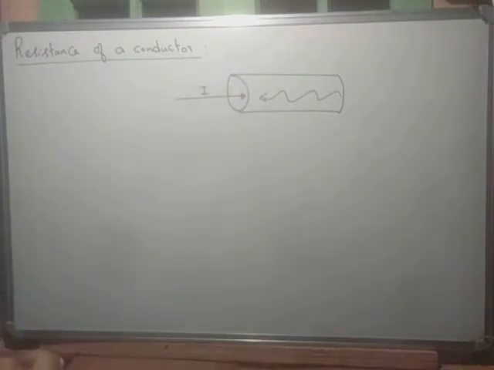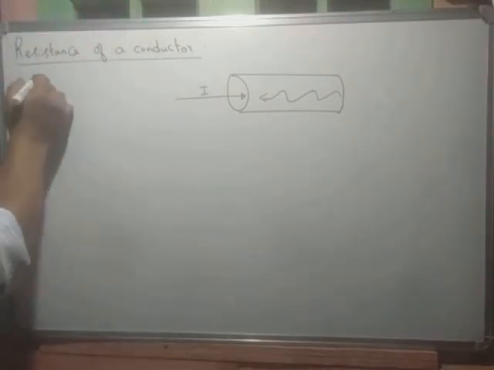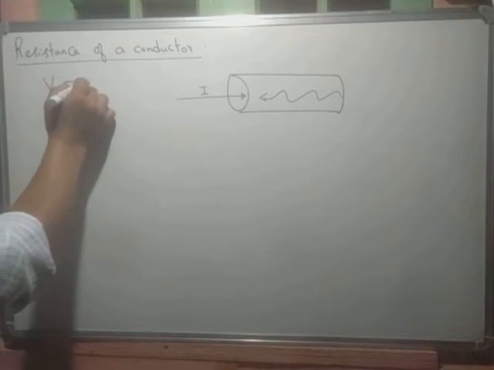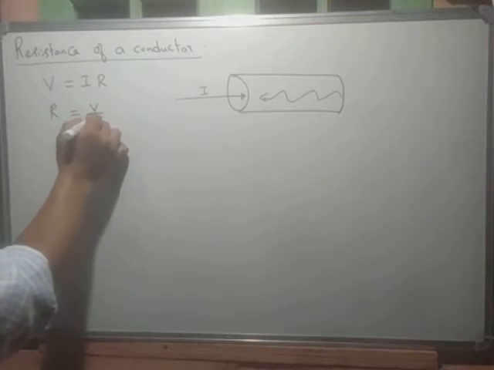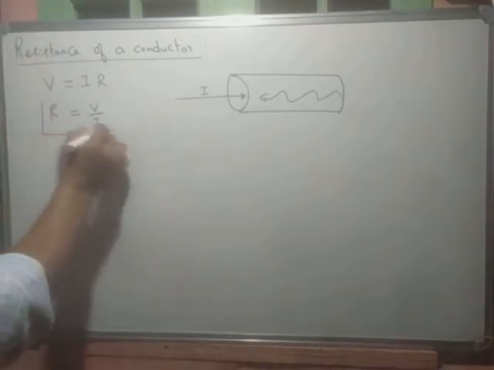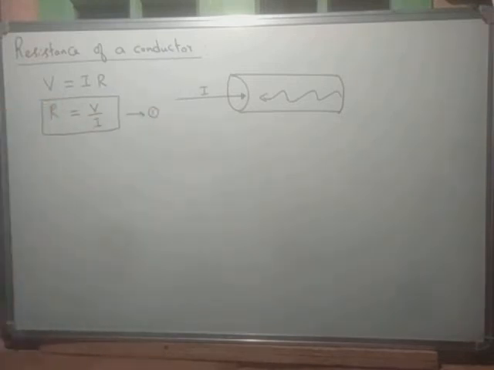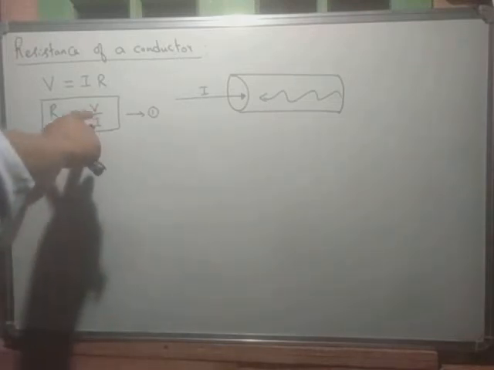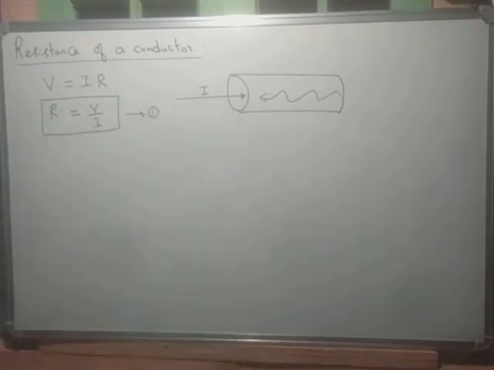Right? And this resistance of a conductor can be measured from the formula of Ohm's law, where we have V = IR and R here is equal to V upon I. So from this equation, we can also define the resistance of a conductor as the ratio between the electric potential difference across the ends of the conductor and the current passing through the conductor.